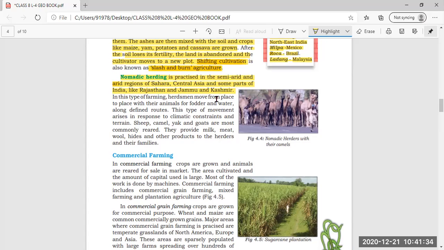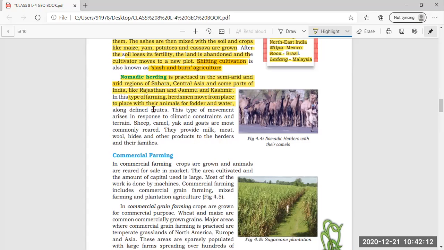So, now what is nomadic herding? Nomadic herding is a type of farming where the herdsman, means the person or the people who are moving with their animals. The group of animals is called herds, na? That is why it is called a herdsman. So the person who is moving with the herds, with the animals for fodder and water, this type of farming is called nomadic herding.